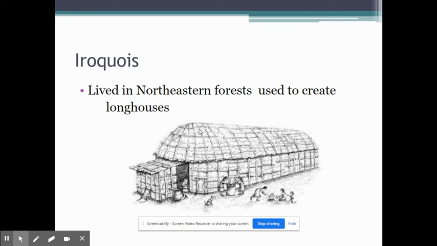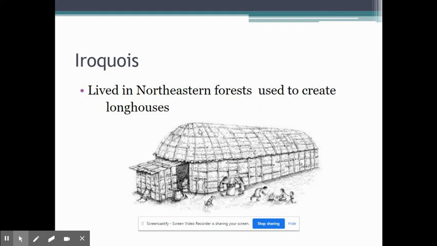In this case, with the longhouse, left and right would be the living quarters or the beds, but you would be able to travel from one end of the house to the other and visit with different members of your family or different tasks. One thing that's unique about the Iroquois that maybe was not a situation for other tribes, there was one person in charge of this entire household, and it was mom.